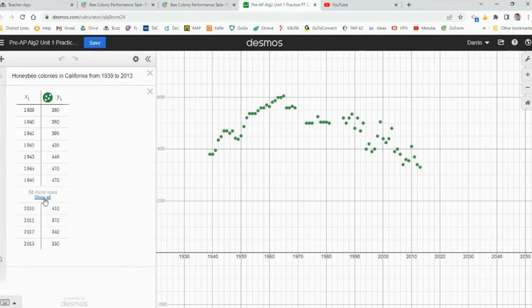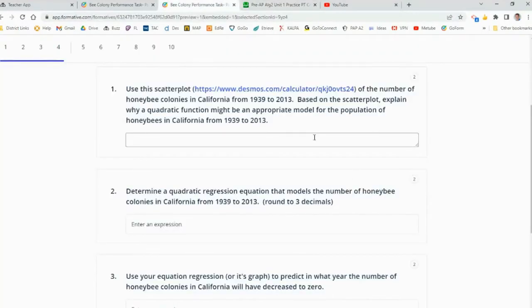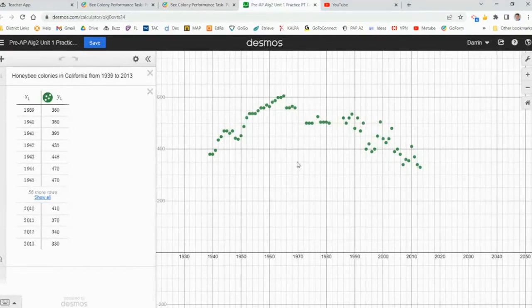There's 56 more rows that are hidden. So if you want to see all the data, you got to click that little button because it kind of abbreviates it for you. But over here is the graph of all the data that's on that table. All right, so you see all of this information. So using that graph, here's the question. It says, based on the scatter plot, explain why a quadratic function might be an appropriate model for the population of honeybees in California. So looking at that, you have to explain why a quadratic model might be appropriate.